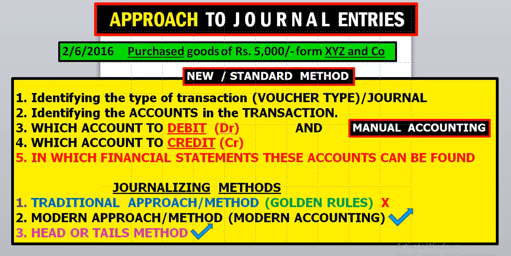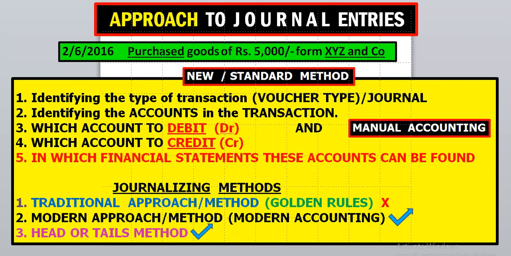Okay, so reference to the transaction: purchased goods of rupees 5,000 from XYZ and company. So this is a transaction, and the foremost thing, or the first thing, is identifying the type of transaction or the type of voucher or the type of journal. Before recording the journal entry, first we have to identify what is the type of transaction. The second thing is identifying the different accounts in the transaction.